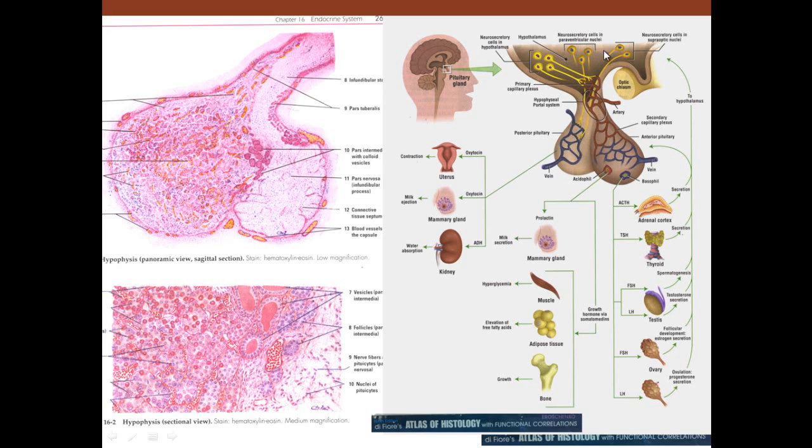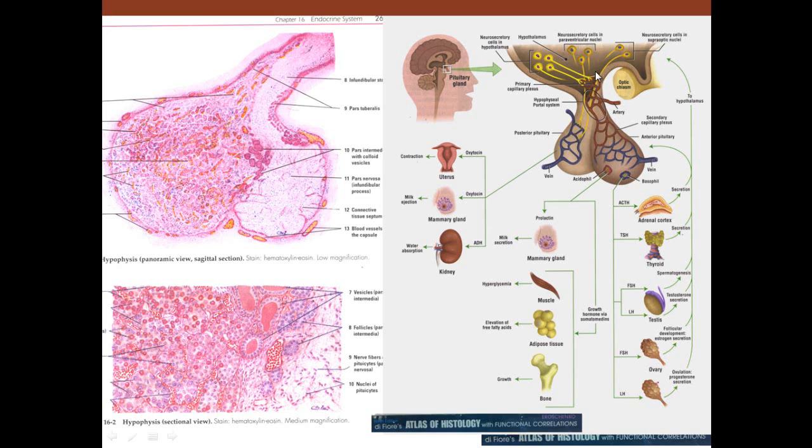Now the neurons, which are up in the hypothalamus, send their axons down here. So really the hormones that are stored in the pars nervosa are secretions of these nerve bodies themselves. And what are those hormones? You've got oxytocin, you have ADH. Those are hormones secreted by the hypothalamus, stored in the pars nervosa.